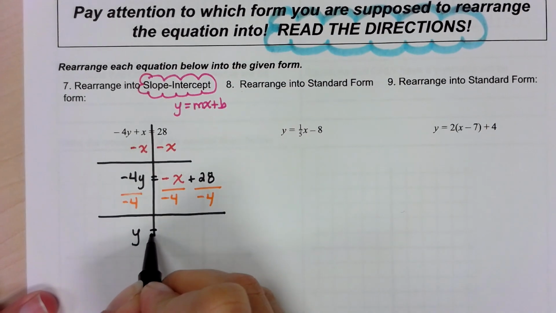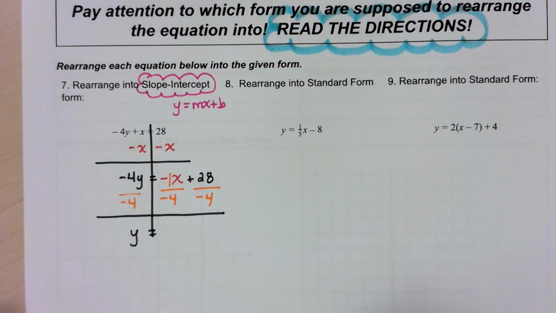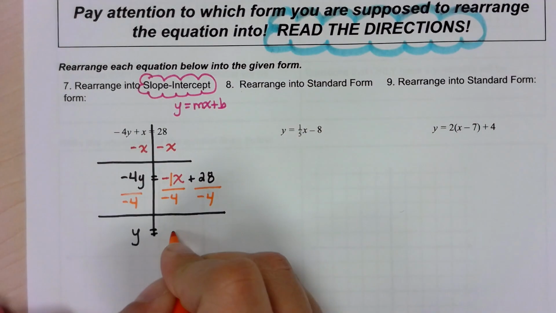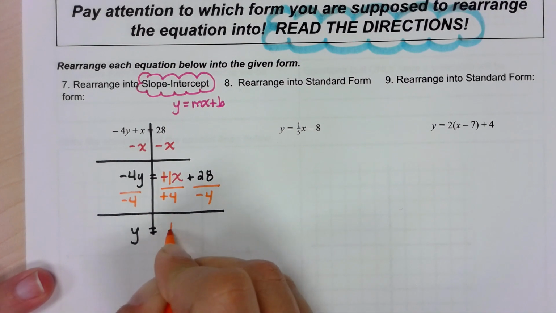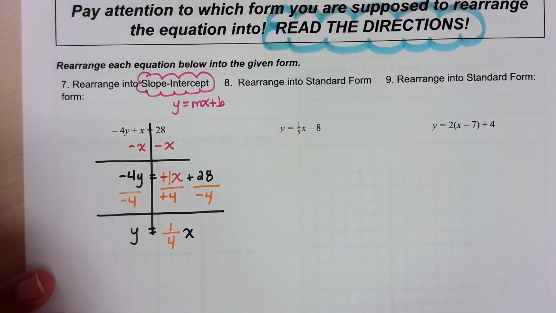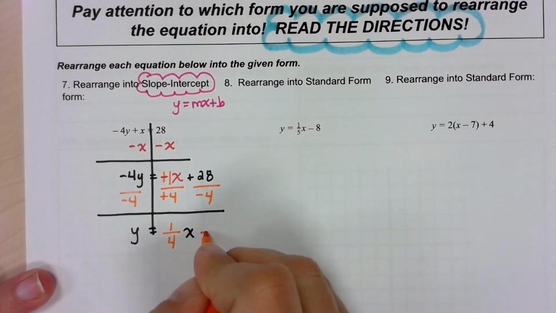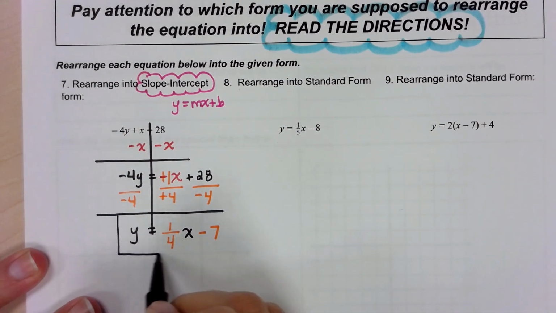So I'm going to get y equals, the invisible number by the x is a 1, and 2 negatives make a positive. So I'm going to get a positive, and since 1 does not divide nicely by 4, it would be 1/4 x. Now 28 divided by negative 4 does divide nicely, and I get negative 7, and that would be my final answer.